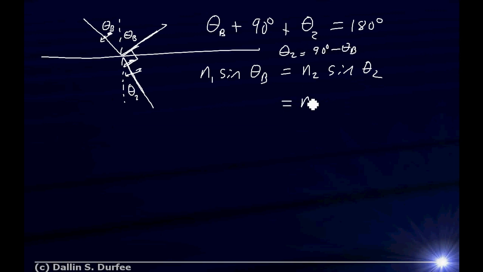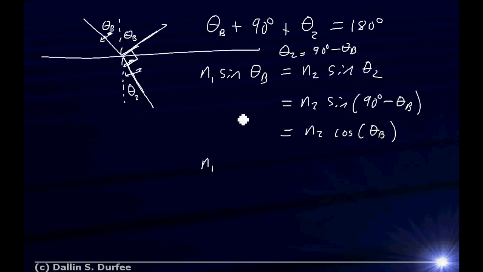So this is just n2 sine of 90 degrees minus theta Brewster. But the sine of 90 degrees minus something is just cosine of something, right? So this is just n2 cosine theta Brewster. If I divide both sides by the cosine, I'm going to get n1 sine divided by cosine, which is tangent theta Brewster, and that's equal to n2. So that means the tangent of theta Brewster is n2 over n1.